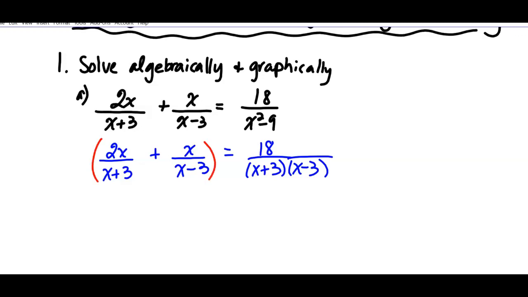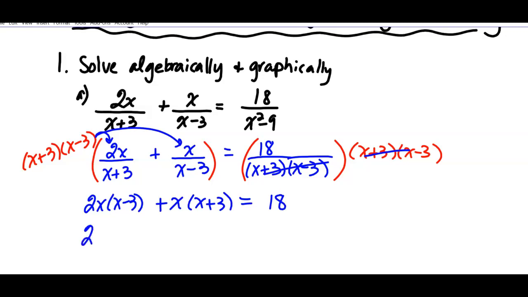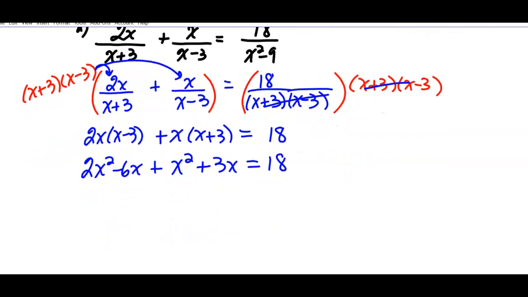Then you can tell that your lowest common denominator is x plus 3 times x minus 3. Multiply by both sides. So first one here, the x plus 3's divide out, so you're left with 2x times x minus 3. Then here, the x minus 3's divide out, so you're left with x times x plus 3. You can expand in your head if you want. Here, those divide out completely. So you may have skipped to this step. Up to you, how comfortable you feel.